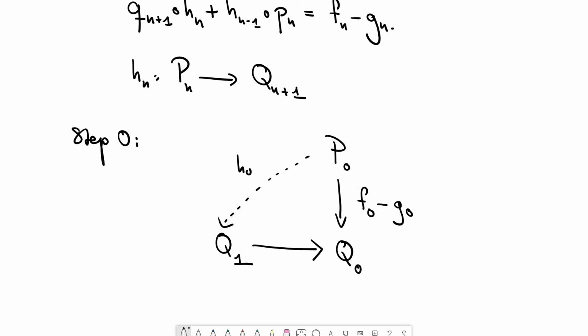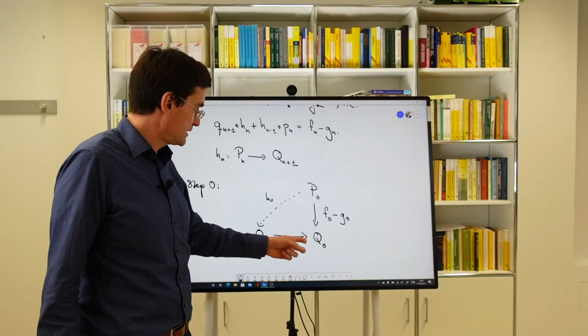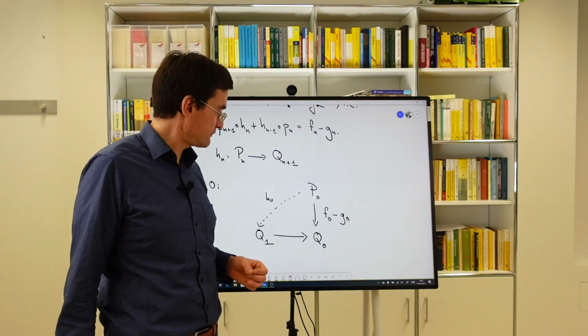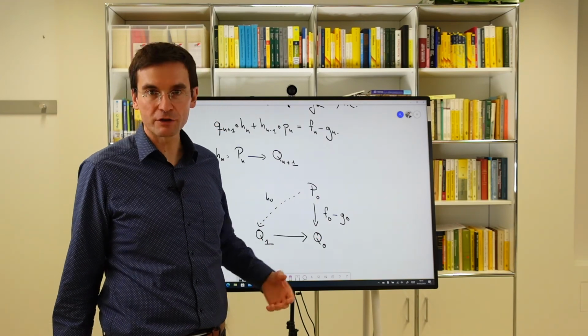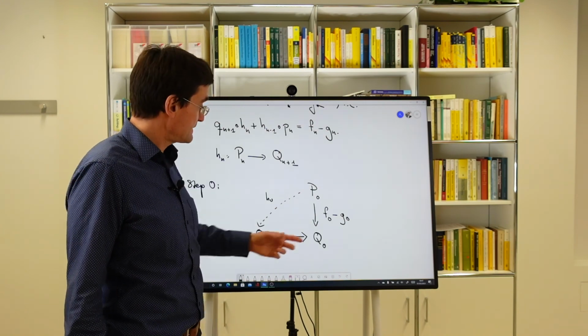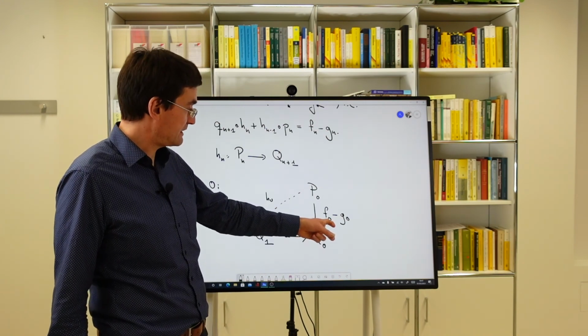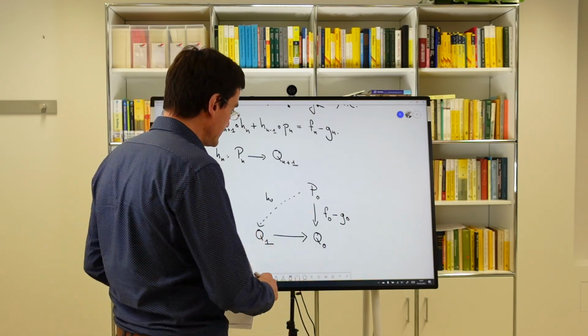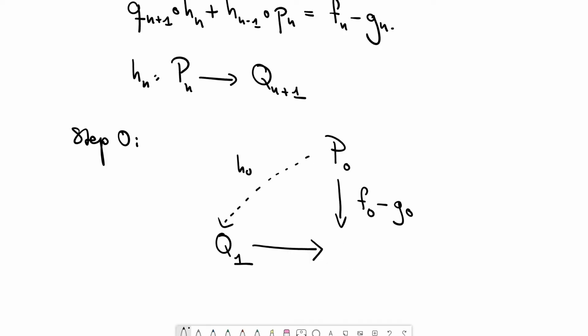Again, we want to use that P0 is projective, but this map from Q1 to Q0 is not surjective. It's only surjective onto the kernel of eta. But since we take the difference between F0 and G0, and they both induce the same map on H0, this actually lands in the kernel of eta. And onto the kernel we have a surjection. So we can solve this.